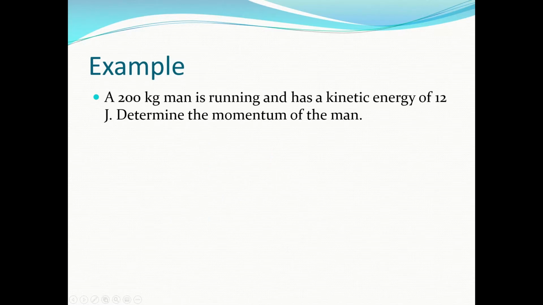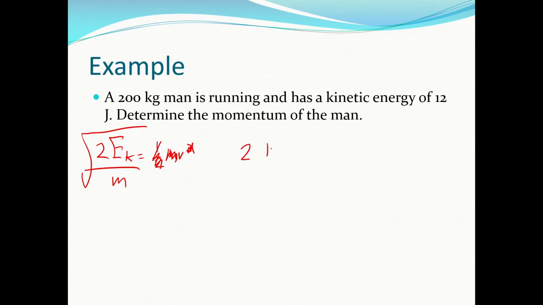A 200-kilogram man is running and has a kinetic energy of 12 joules. What is the momentum of the man? Well, now we can use our kinetic energy formula. We know that EK is equal to 1/2 mv squared. We know the kinetic energy and the mass, so we can figure out the speed. We move our 2 up top, move our mass down below, and square root it. So 2 times 12 joules divided by our mass of 200 kilograms, and we square root it, and we can find our v.